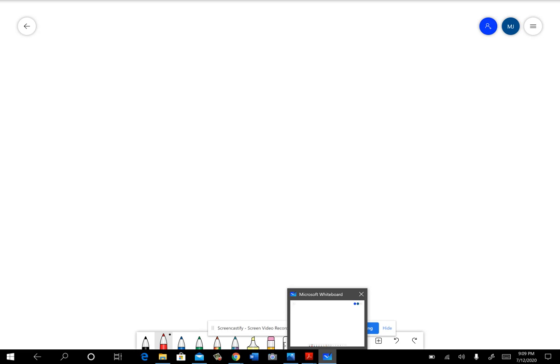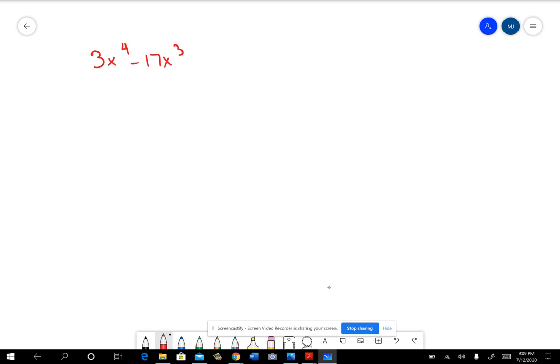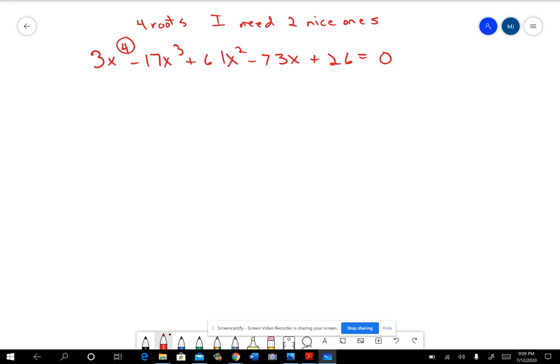This one's going to have a higher degree. Okay. All right. So what if we're trying to solve 3x to the 4th minus 17x to the 3rd plus 61x squared minus 73x plus 26 equals 0. Okay. This one's degree 4. That's telling me I should have 4 roots. Okay. Which means I need 2 nice ones in order to be able to get it down to just having linear and quadratic, degree 1 or degree 2 left. I need to find 2 good ones.